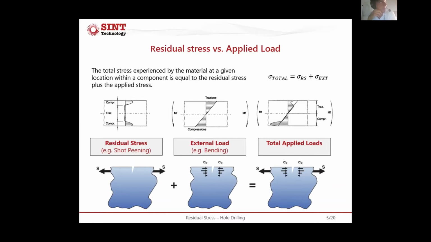But if we want to completely characterize the material, we need also to quantify the level of residual stress, because the material has both contributions. The material is not able to distinguish between the two contributions. The material does not know if one is positive or negative, or good or bad. So if we want to completely characterize the material, we need to know both contributions: the external stress, but also the internal residual stress that we have.